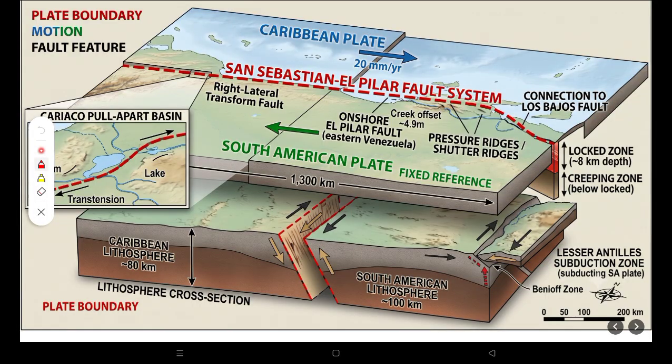Next slide. This is an animated image. As you can see, this is the San Sebastian fault, this is the South American plate, and this is the Caribbean plate, and the Caribbean plate is moving 2 centimeters per year, that is 22 millimeters per year, towards the South American plate. As a result, there are several strike slip faults, and these faults are also connected. We will see this in the further slides.